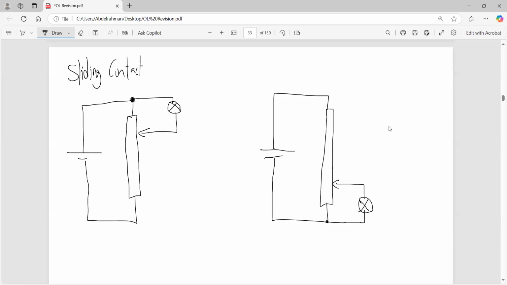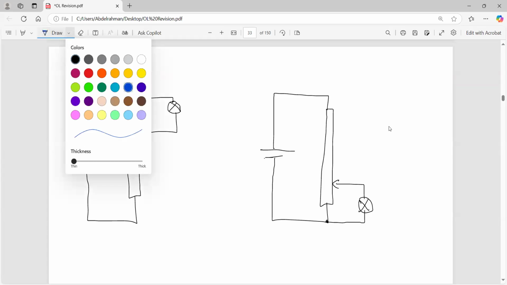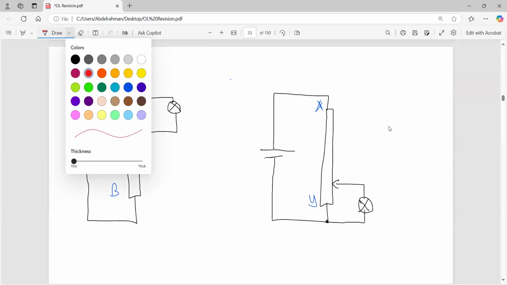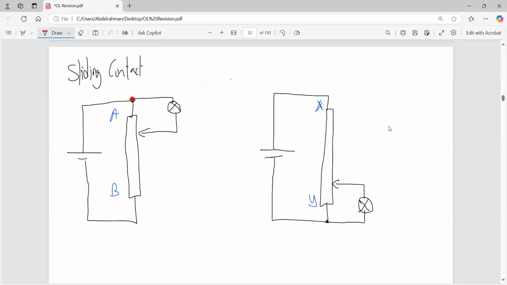What's the difference between them? Let's write it down. Here from A to B. Let's write here from X to Y. From A to B and from X to Y. As you move further away from this conjunction point, can you see this point? As you move further away from this point, the resistance increases and therefore the potential difference increases, and the brightness of this lamp also increases as you move further away.